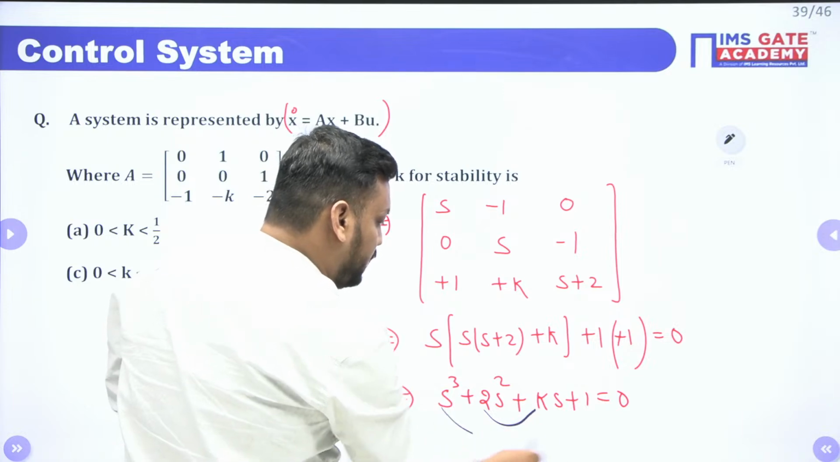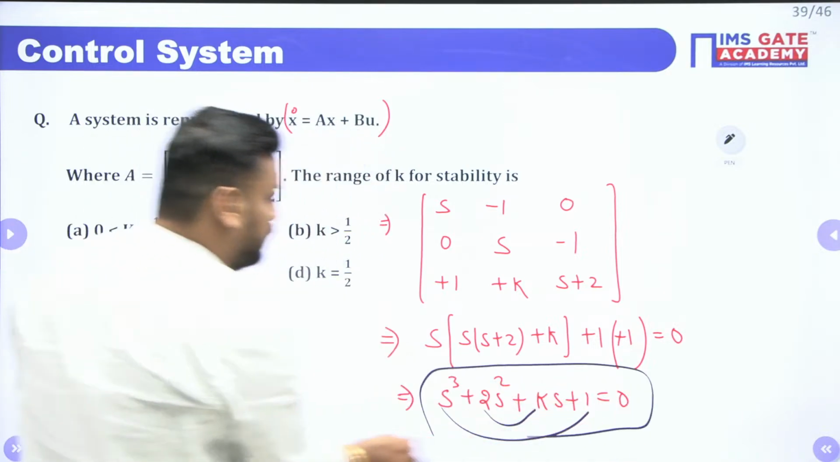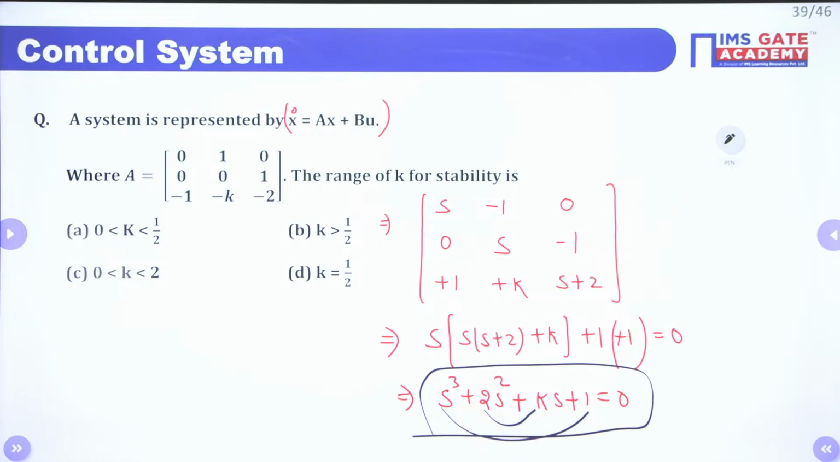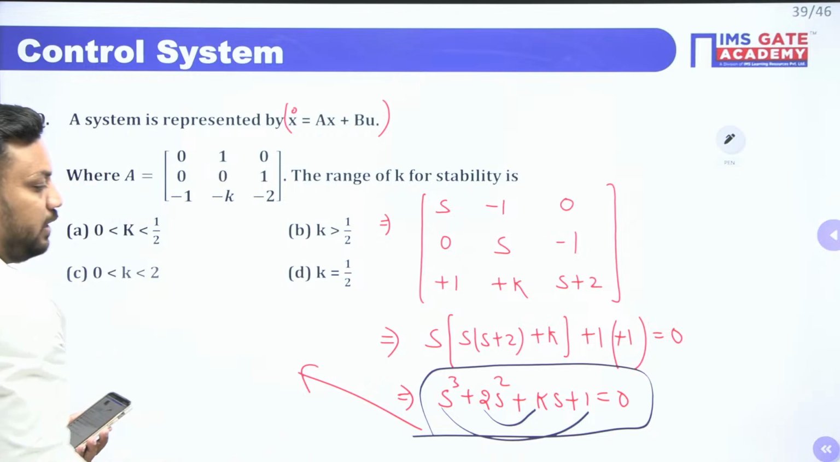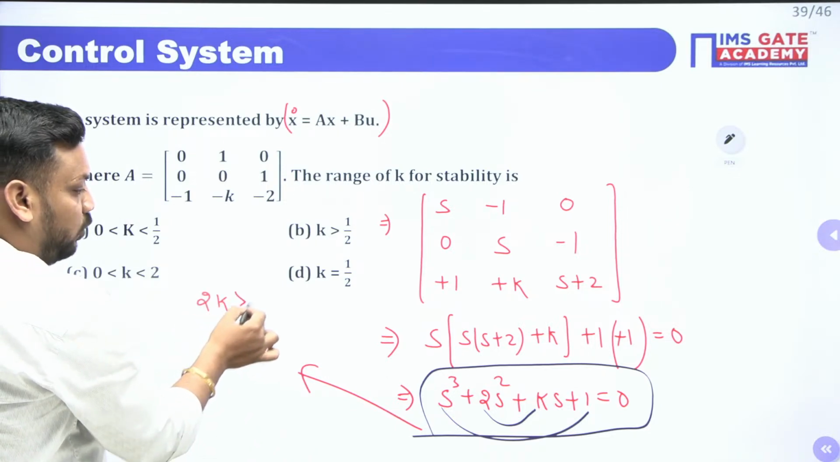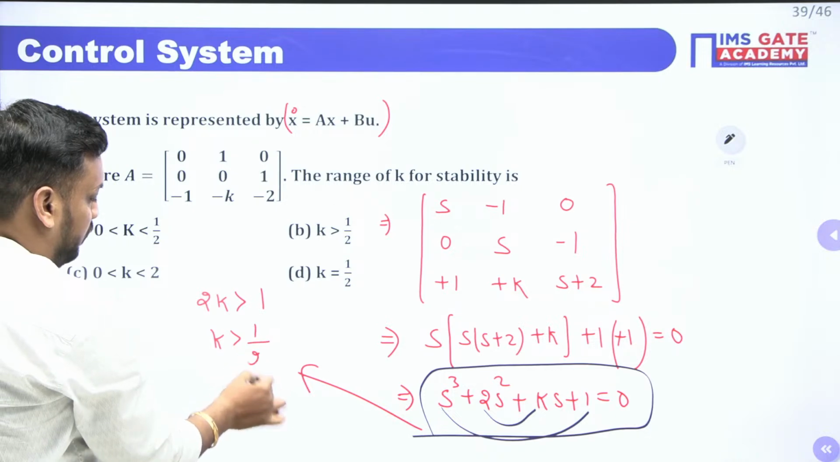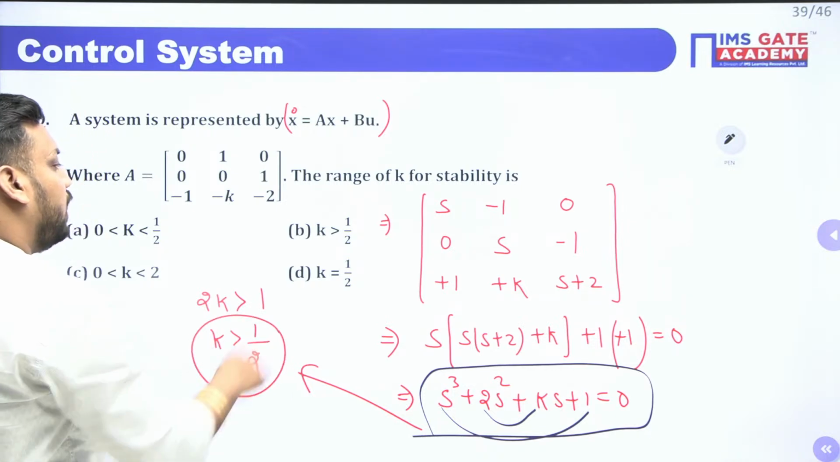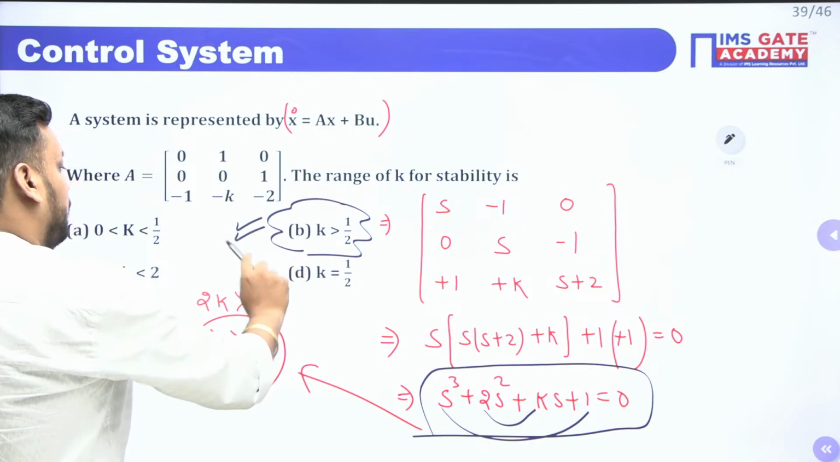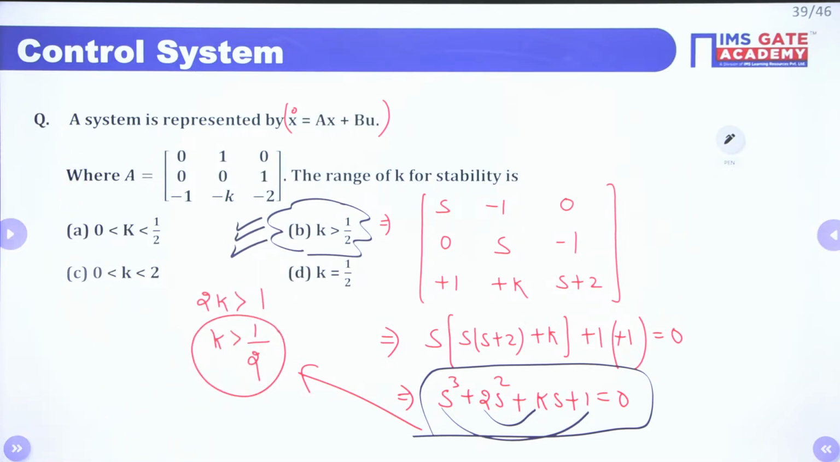So you should write here BC equal to AD, because the highest power is cube now. To make the system stable, BC should be greater than AD. So 2K should be greater than 1, so the answer is K greater than half. So K greater than half means the answer is option number B. Correct, Pratik, correct only. Plus 1, yes, no problem.